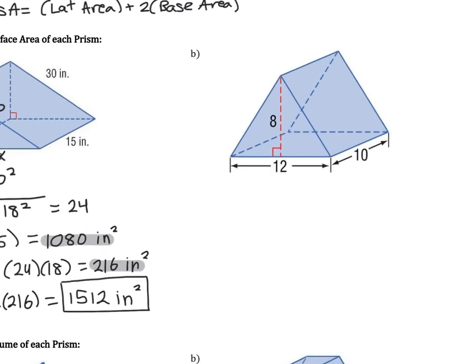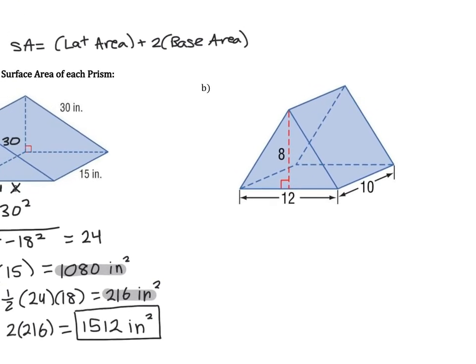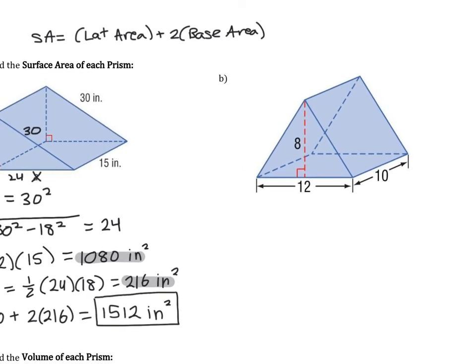Okay, let's see if we can find the surface area of this next prism. This is actually the same prism that we found the lateral area for previously. So this was that second example that we did. So we already found that the lateral area here was 320 units squared. So now that we already know the lateral area, all we need to find is the area of the base.